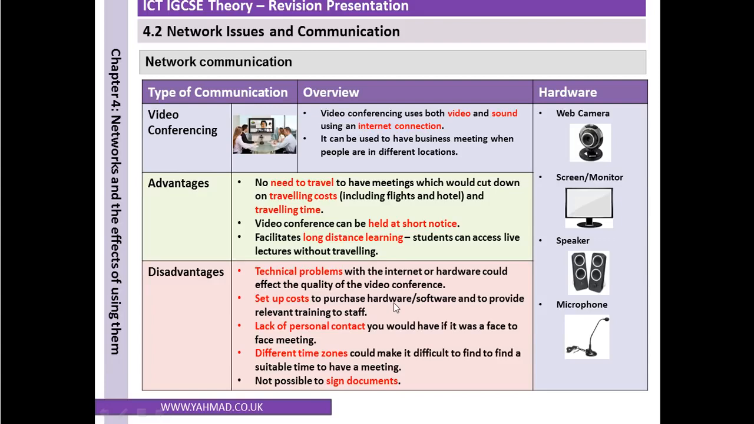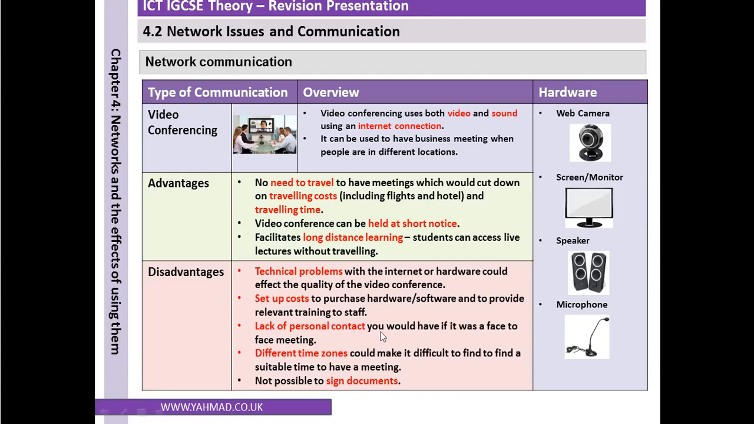Setting up costs to purchase hardware, software, and to provide relevant training to staff to use this method of video conferencing or this method of communication. So staff will have to be trained on how to use the equipment to complete a video conference.